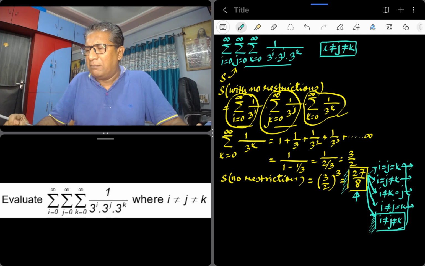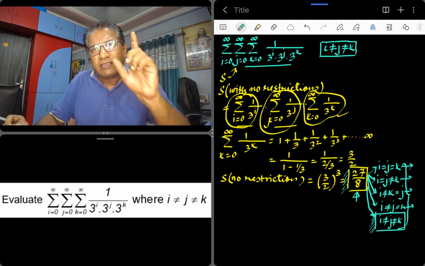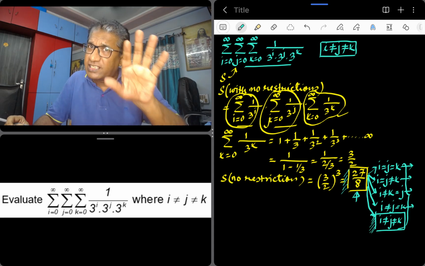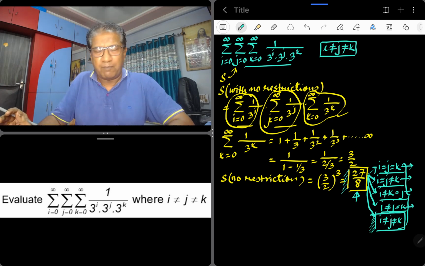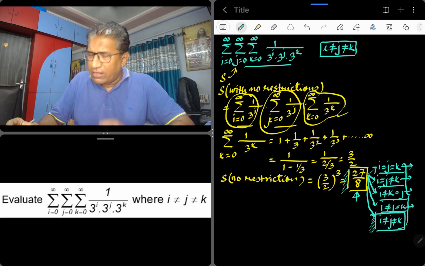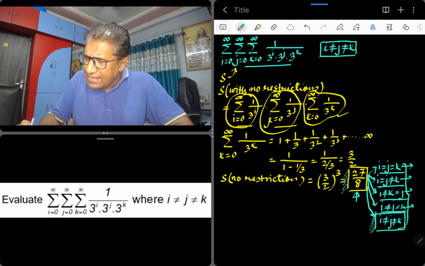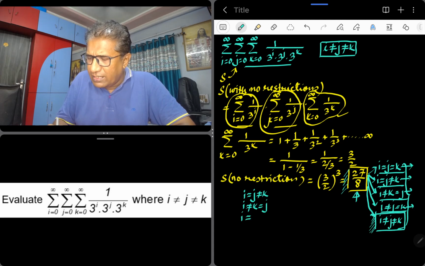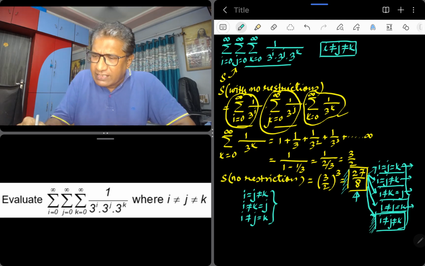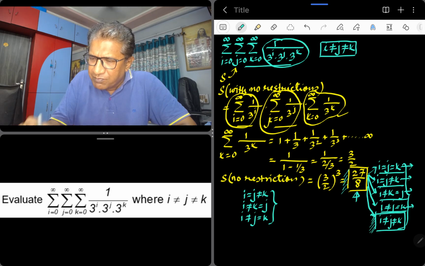So मेरा जो अभी काम है वो है I have to find out the sum of those terms in this series in which it is following this condition, this condition, this condition and this condition. Now, one thing for sure, if you look very carefully, I is equals to J not equals to K, I is not equals to K equals to J, and I is not equals to J is equals to K. These three are symmetric because the function that is given to us is symmetric.